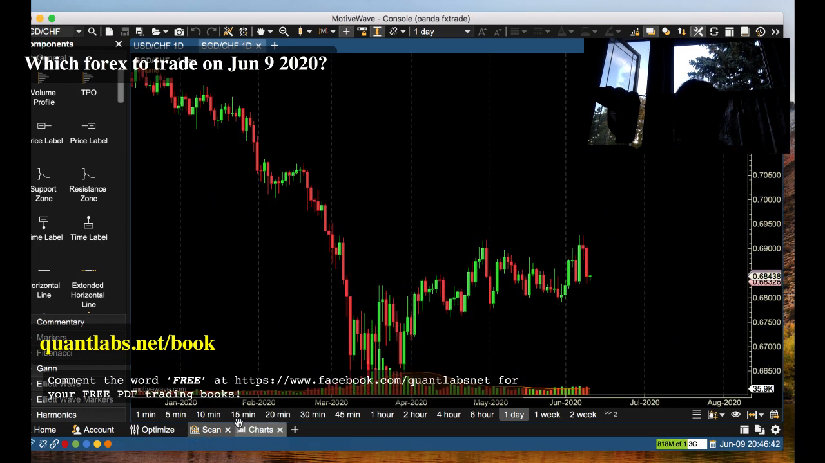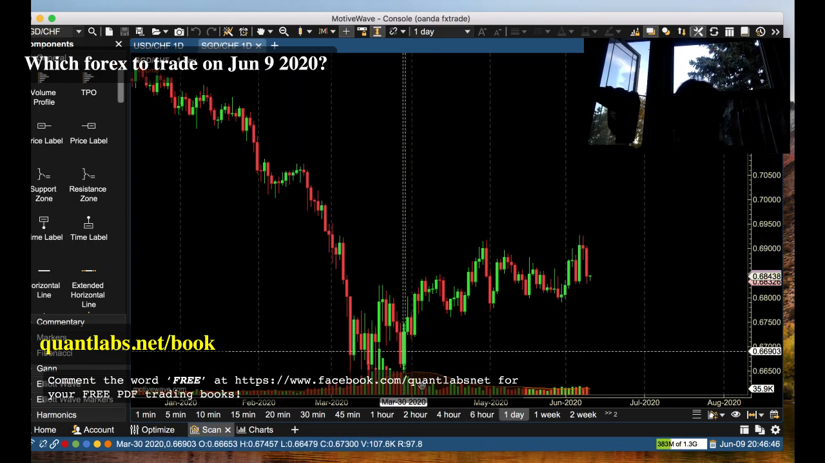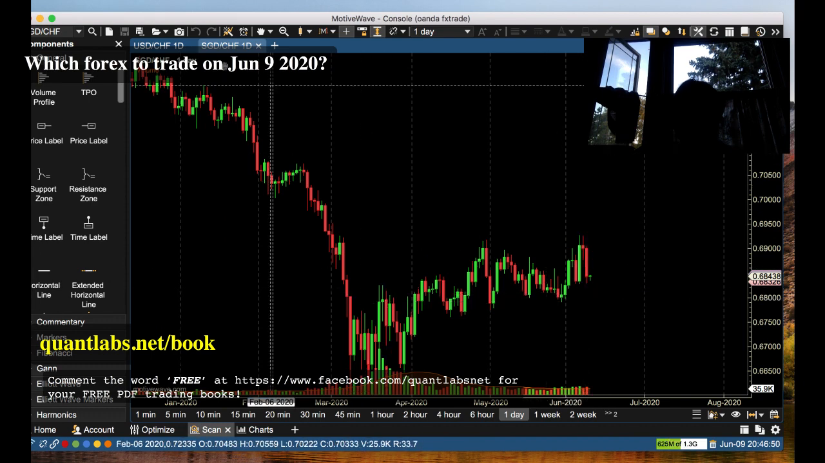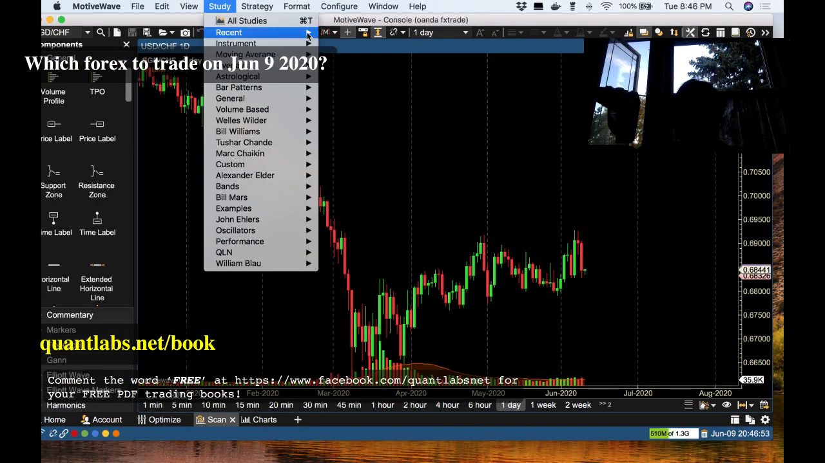These are daily charts we're looking at. It does look like it has come off. Is it ready for another decline? Again, Hurst I like, I use it a lot.